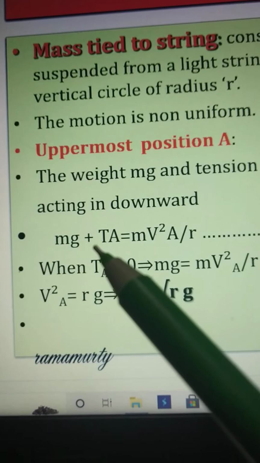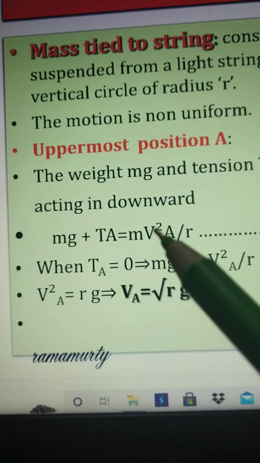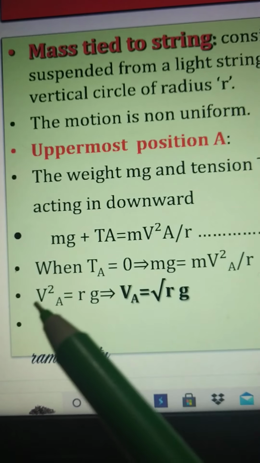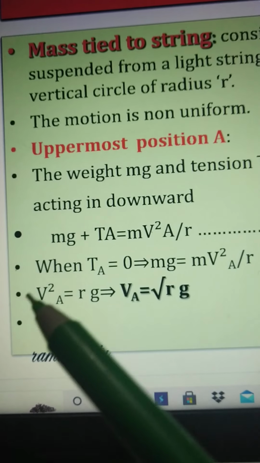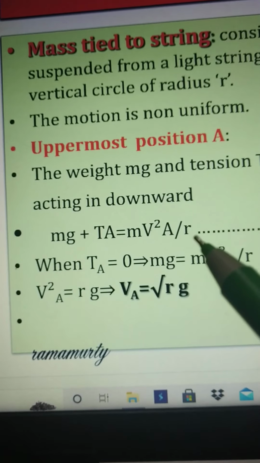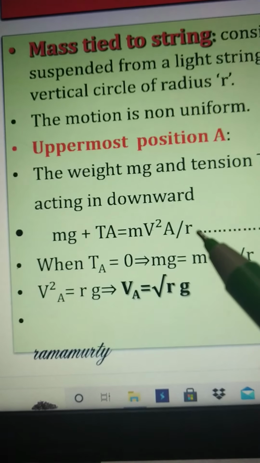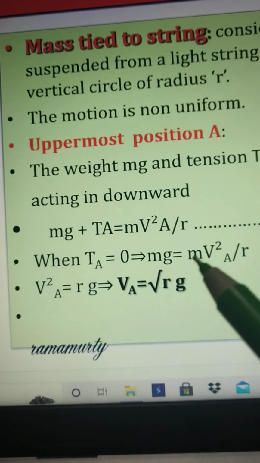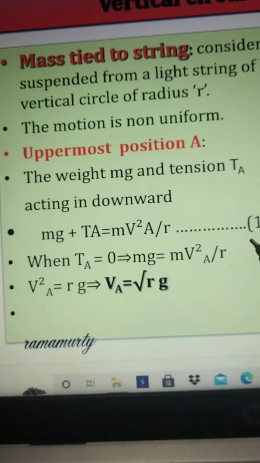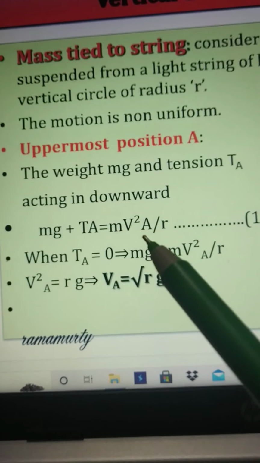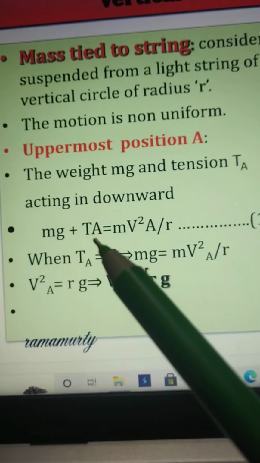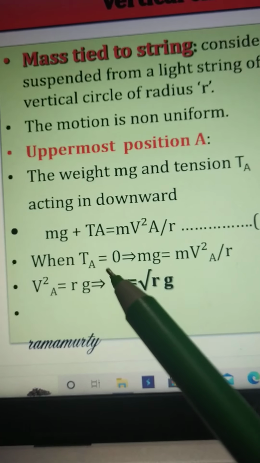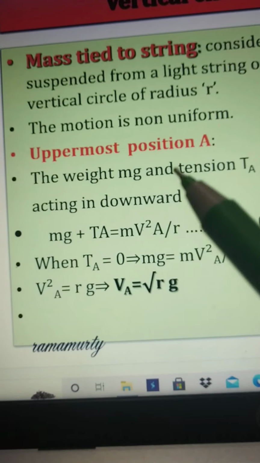So mg plus TA is equal to mv square A upon R. Here again A is the position. So mv square upon R is the centripetal force which is necessary for the mass to continuously move in a vertical circular motion. This is equation number 1. So these two forces balance in vertical circular motion, and mg plus TA is equal to mv square A upon R.